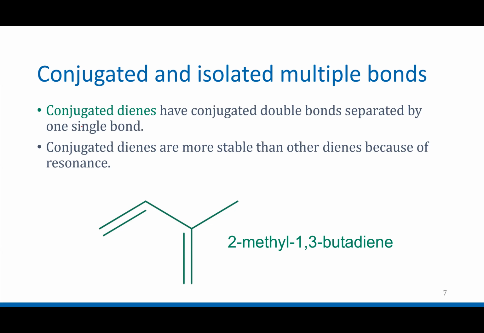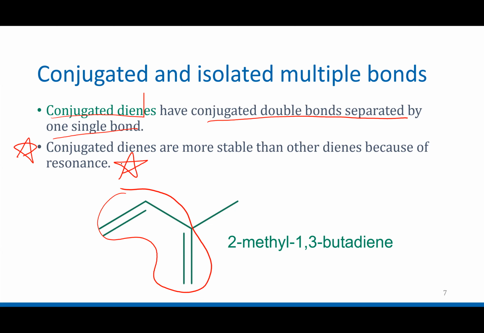So the simple definition is a conjugated diene has conjugated double bonds separated by a single bond. And there's a reason I'm teaching you these terms. Conjugated dienes are more stable than other types of dienes. This is because of resonance, and this is something we'll talk about in the next unit. Aromatics also have resonance.